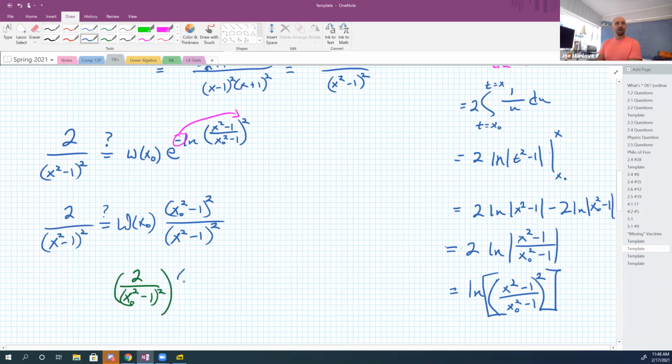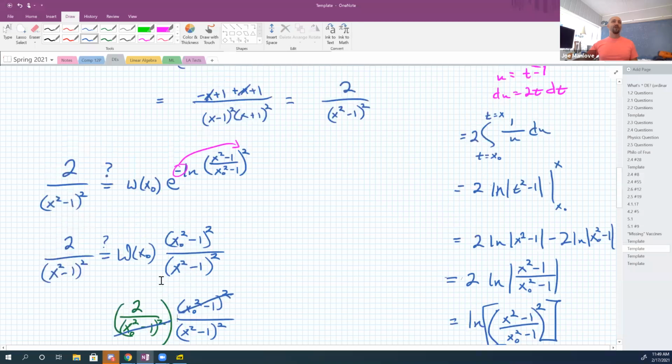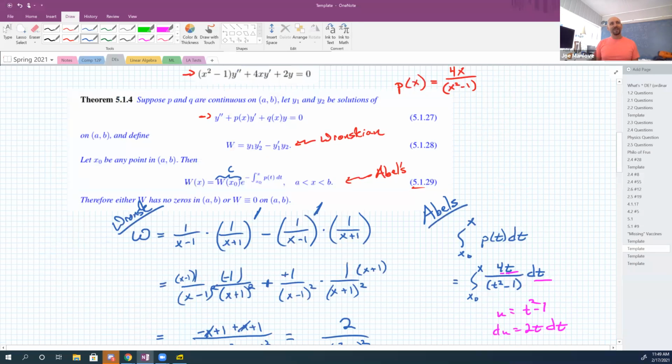And then I'm multiplying by x naught squared minus 1 squared over x squared minus 1 squared. Notice these guys cancel. Oh, I guess Abel's formula works. That's kind of cool. And what's kind of the point of Abel's formula? Well, the point of Abel's formula is like, look, the Wronskian anywhere is the Wronskian at any particular somewhere times this positive quantity.